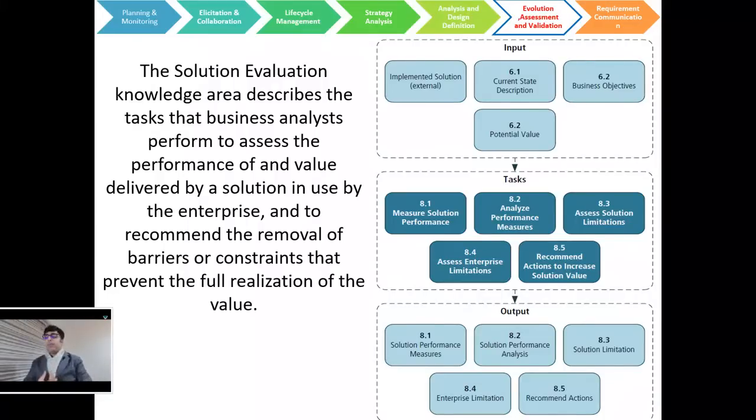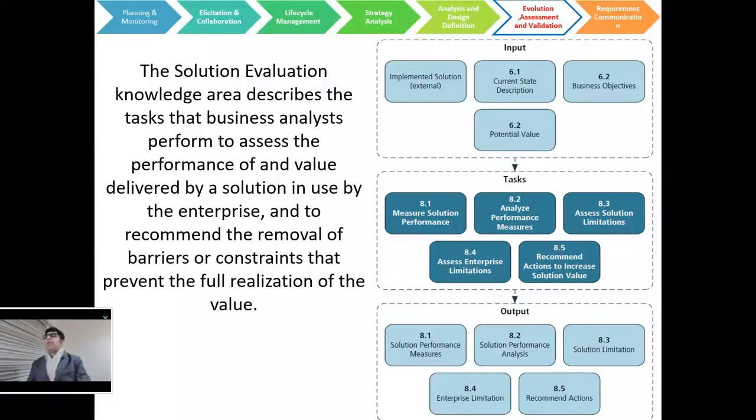The fourth one we need to do is assess enterprise limitation. So now there are two things. One is on the solution level. Second is on the enterprise level, that is, on the business level. It is important. The purpose of assess enterprise limitation is to determine how factors externally impact or restrict my value.